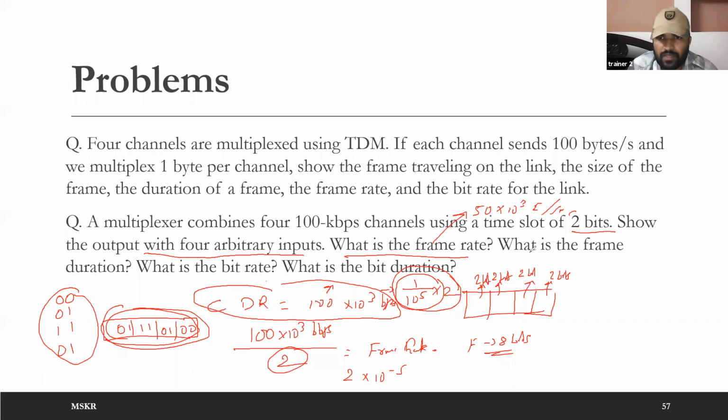Okay. Now this is the third part. What is the bit rate? The bit rate on the outgoing link is 4 times the incoming links. Since you are using 4 users, I said 4 times. So 400 kbps will be the bit rate of the output. And the bit duration is, once you have this bit rate, simply 1 by that bit rate. So that is how you need to solve such questions.